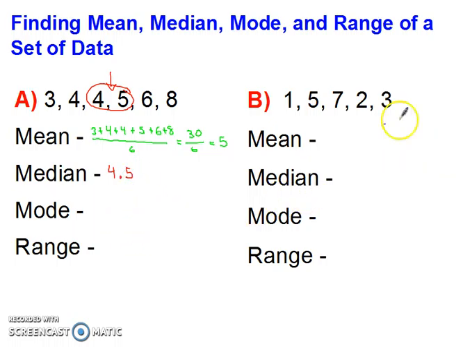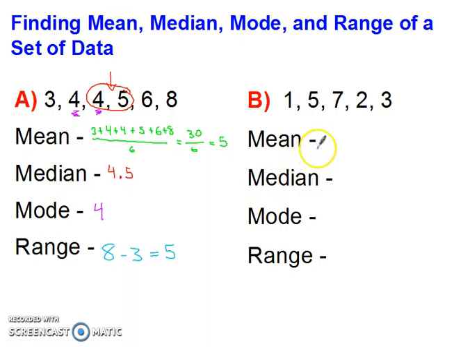Your mode is the number that appears most often. So if we look at this data, the number 4 appears twice, and nothing else appears more than that. So therefore, the mode is the number 4. Your range is the difference between your least and greatest values. So your greatest value is 8, and your smallest value is 3. So 8 minus 3 is 5.